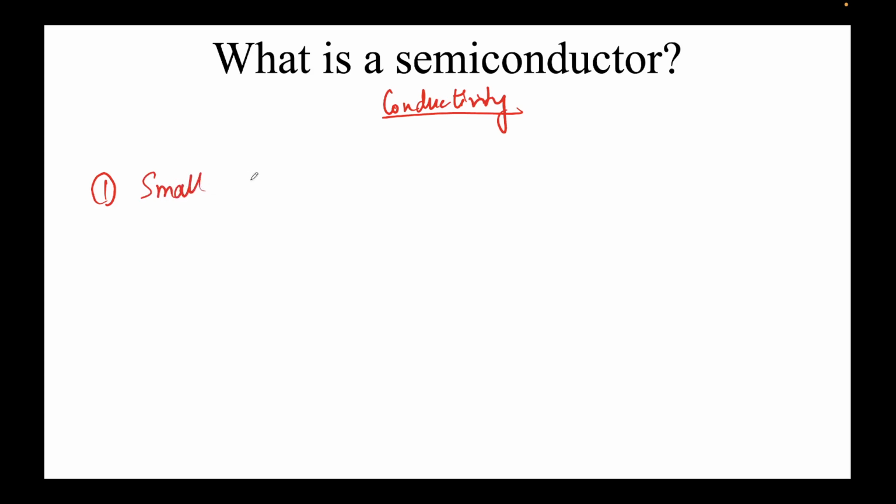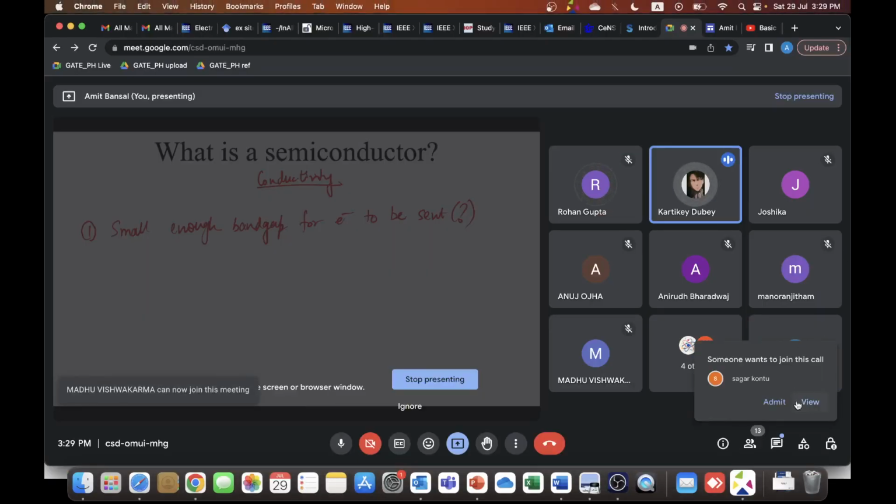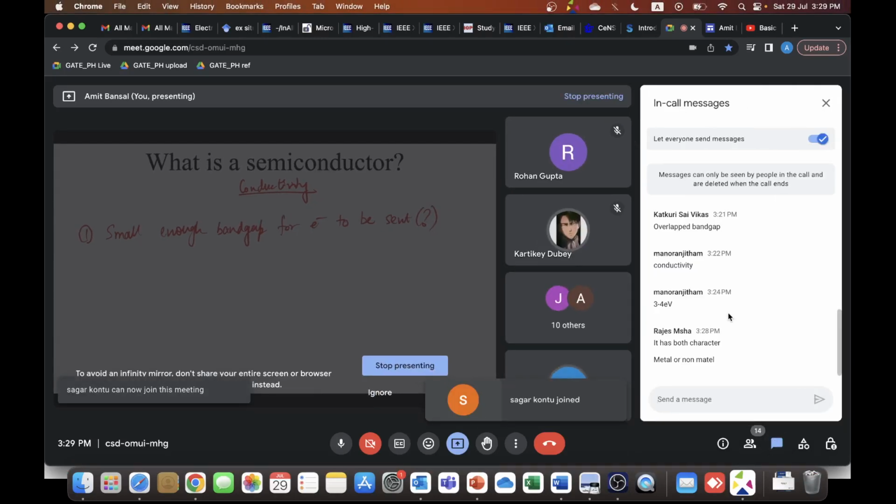Small enough band gap for electrons to be sent somewhere? I don't know where. Let's see. In the conduction band, sir. Yeah, we have not talked yet about the conduction band, right? That's what I'm saying. Your answers are correct.